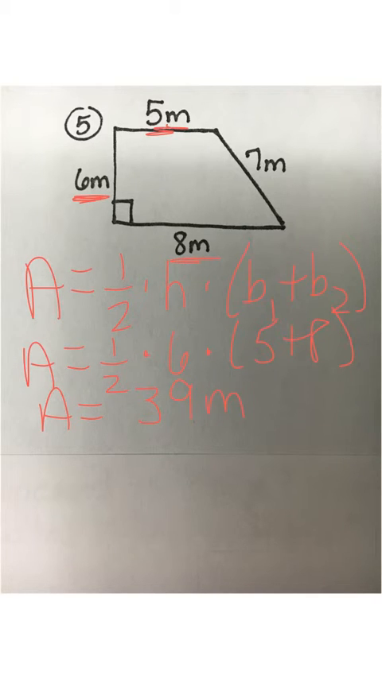Your label is meters, and because it's area, it's squared. For perimeter, now you're going to do all four sides added up. So it'll be 5 plus 6 plus 8 plus 7, and you'll get 26, and the label's meters.